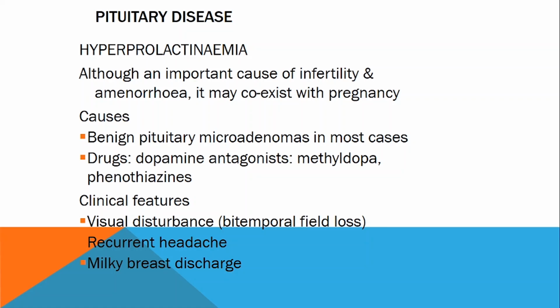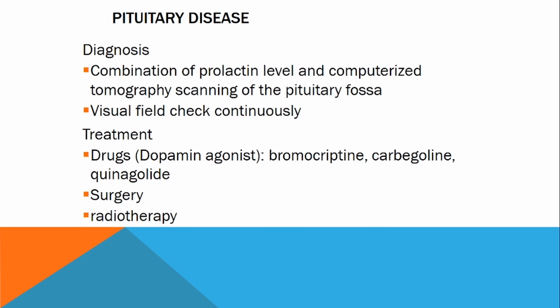So what are the causes of hyperprolactinemia? The commonest cause is pituitary adenomas in most cases, adenomas less than 10 millimeter in diameter. Other causes include drugs like dopamine antagonists, like methyldopa and phenothiazines. What are the clinical features of hyperprolactinemia? Visual disturbance, which is usually bitemporal field loss in nature, recurrent headache, and milky breast discharge.